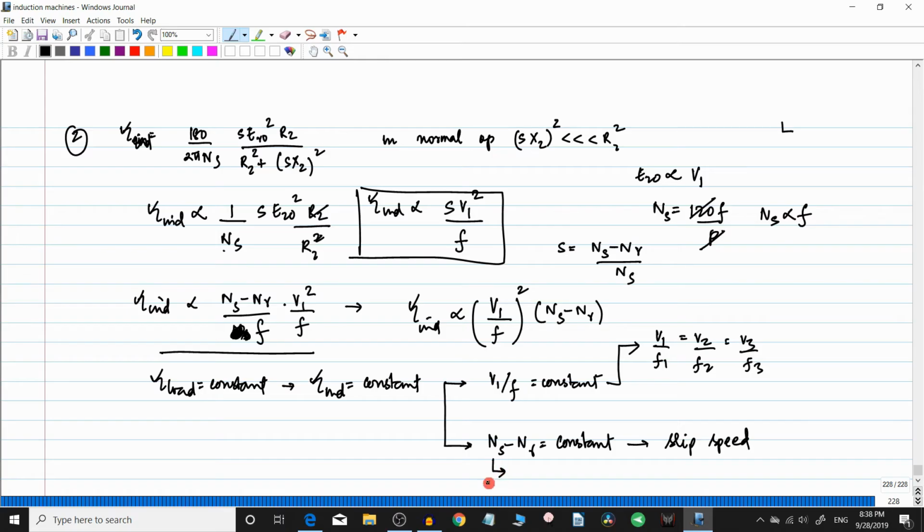Similarly here, for example, Ns1 is the initial synchronous speed and Nr1 is the initial speed. So Ns1 minus Nr1 has to be constant. For example, you decrease the frequency, so the synchronous speed will decrease. Let us call it Ns2. So this value has to be equal to Ns2 minus the new speed. That is, the slip speed will remain the same. This will be equal to Ns3 minus Nr3. This conclusion is so important that I will put it on the next page. So the torque induced is constant.